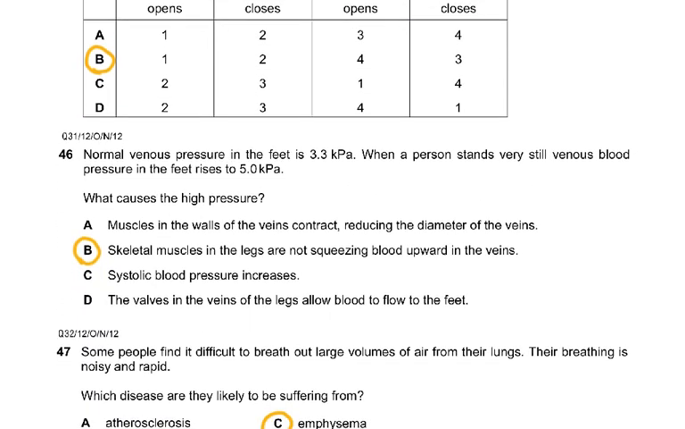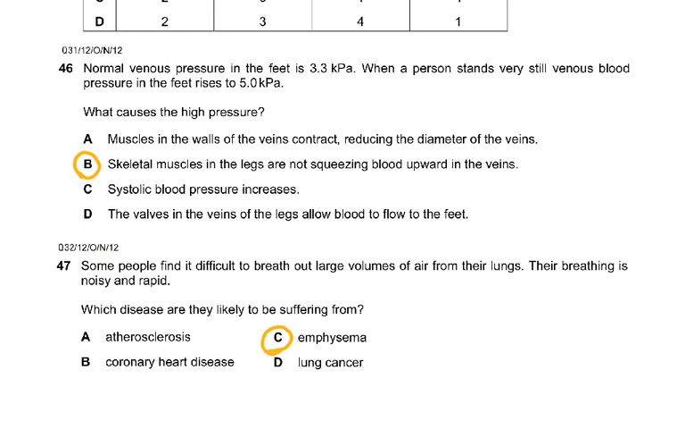Then coming to question number 46. Normal venous pressure in the feet is 3.3 kPa. When a person stands very still, venous blood pressure in the feet rises to 5 kPa. What causes the high pressure? Because when you're standing still, the skeletal muscles in the legs are not squeezing blood upwards in the veins.